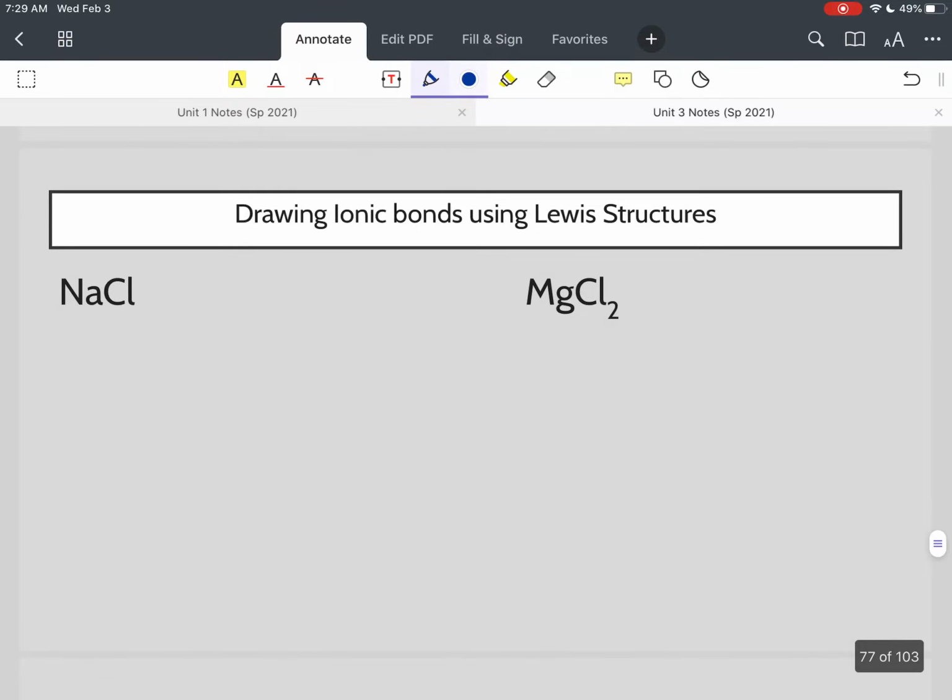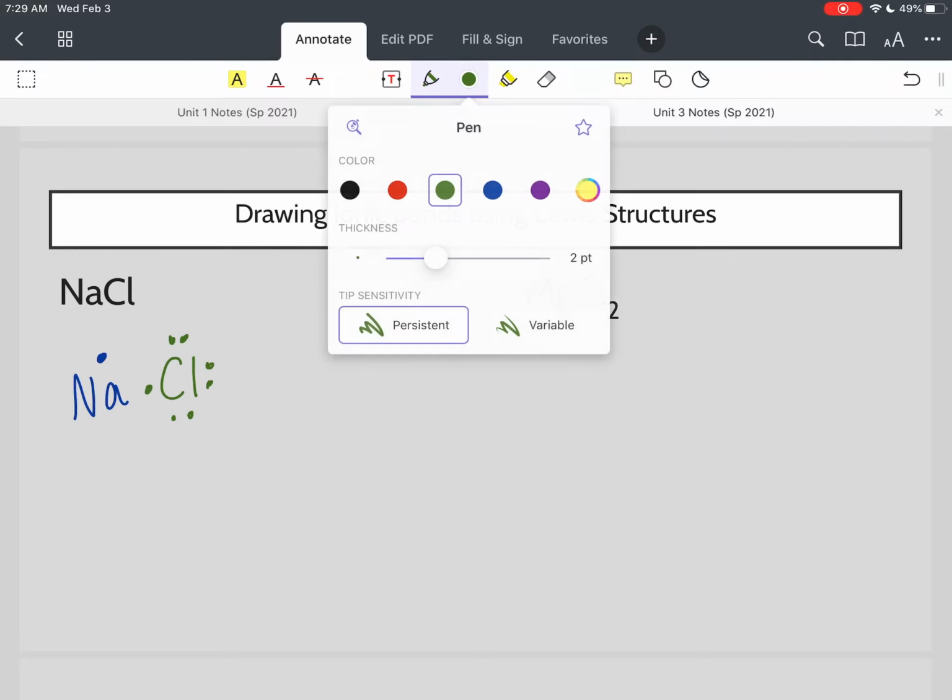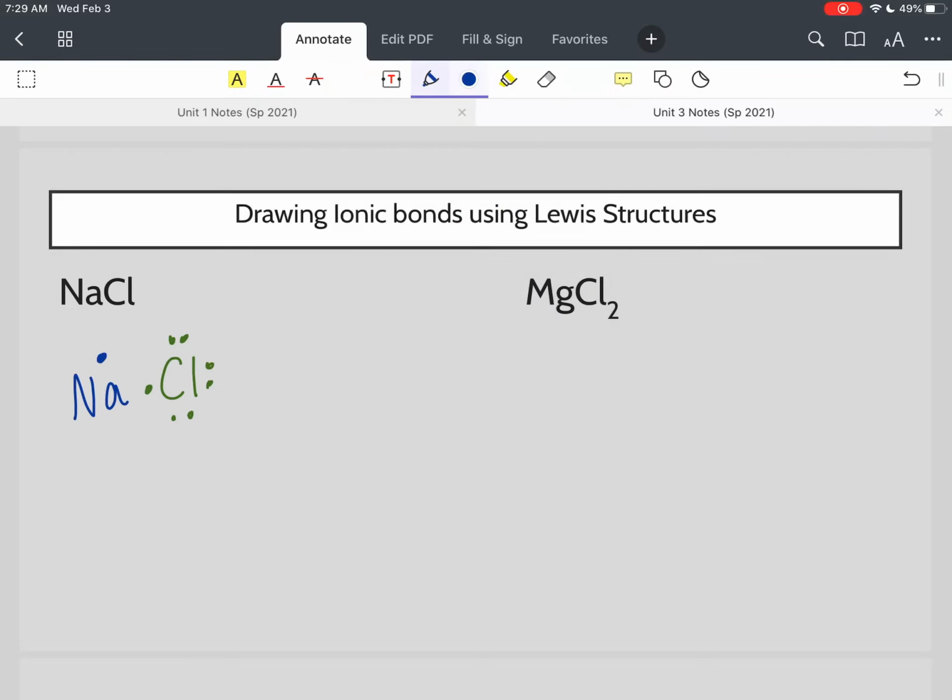So let's look at NaCl, okay? So Na has 1 electron, and here I'll do it in another color. My chlorine, we said, has 7 valence electrons. And remember, we said we want our sodium to lose an electron, and then our chlorine we want it to gain an electron. So that's what we're going to show. We're going to show sodium giving its electron over there to chlorine. Okay, so that's all I'm going to do. I'm just going to show that arrow, how it's moving.